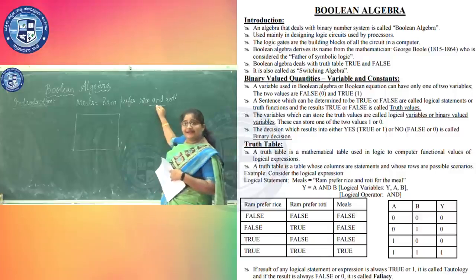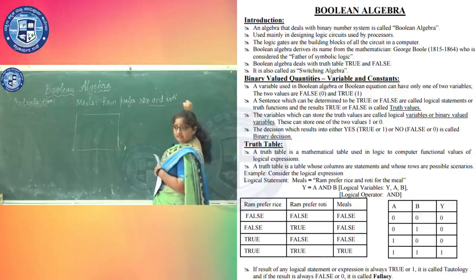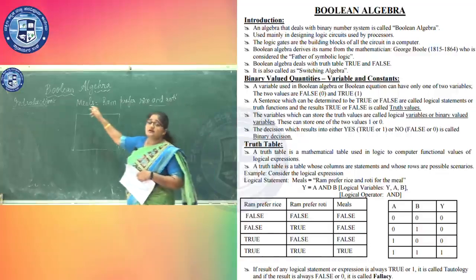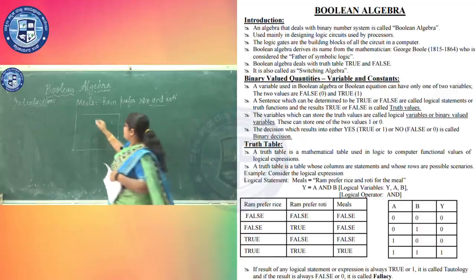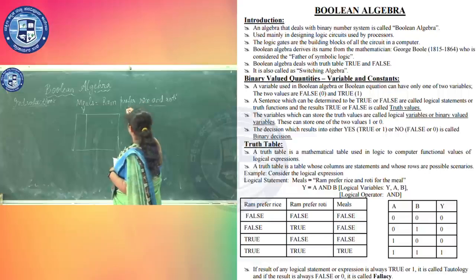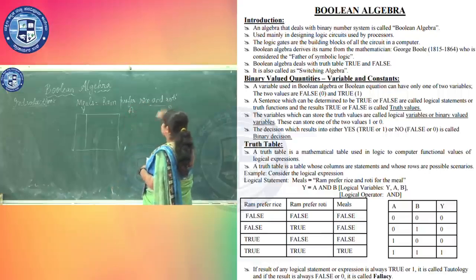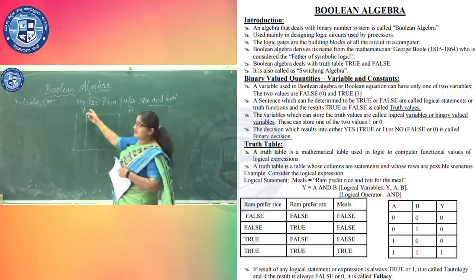See the point there, and. It means that there must be rice also, there must be roti also. Only then the meal will be fulfilled. So, we shall take the meal as a variable Y. Ram preferring rice to be taken as A. Ram preferring roti to be taken as B. So, this is the value.